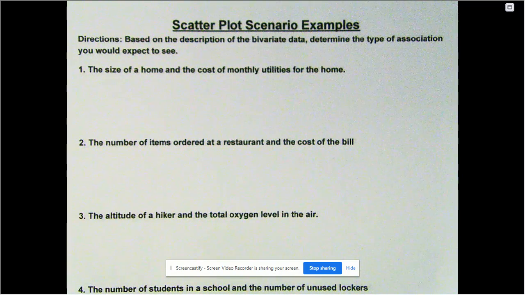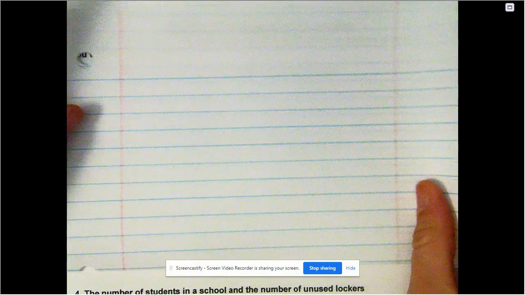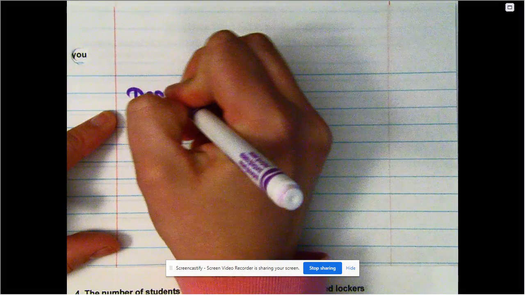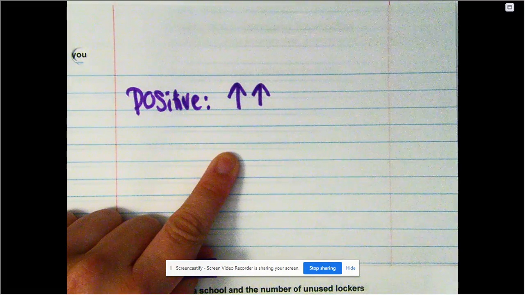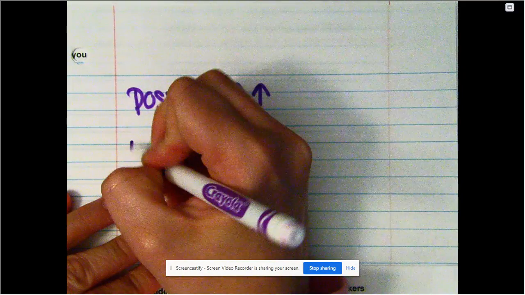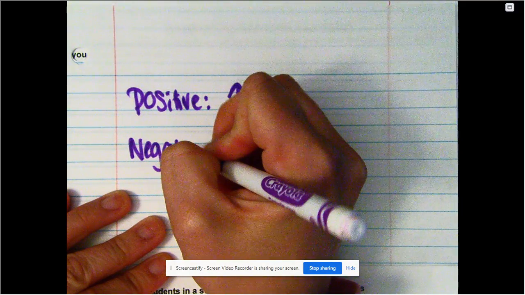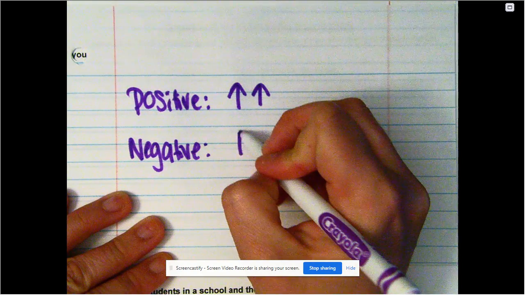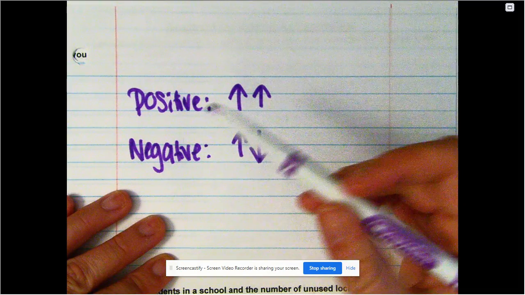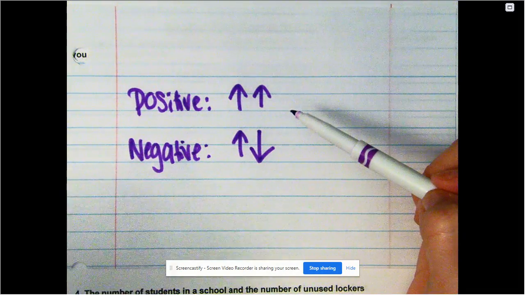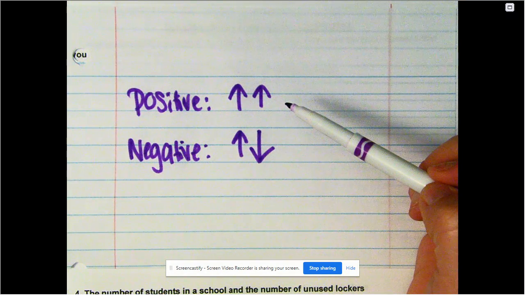So I want you guys to remember the three types of association are positive, negative, and no. So I'm going to outline that very quickly on a sheet of paper. So we know that if we have positive, both situations are going in the same direction. So in order for it to be positive, both things are increasing together. Okay, it's going in the same direction. When it's negative, we have them going in opposite directions. So for example, one variable or one set of information is increasing while the other is decreasing. So that's going to cause a negative association. If they're both going the same direction or both increasing, it's going to cause a positive association.